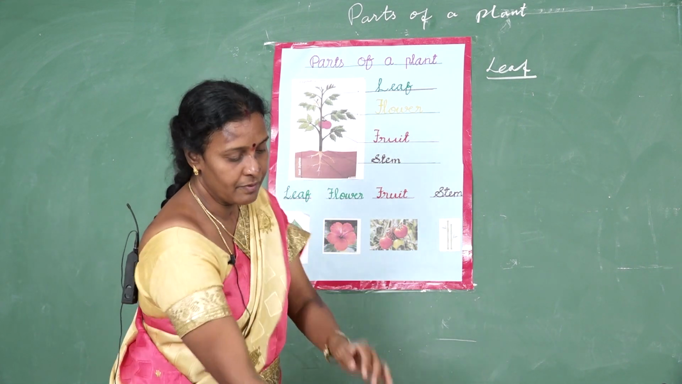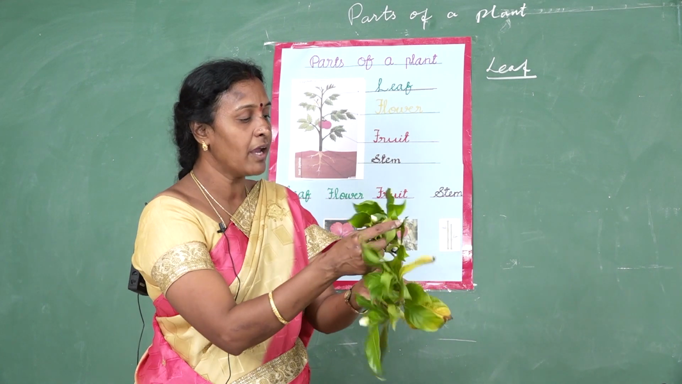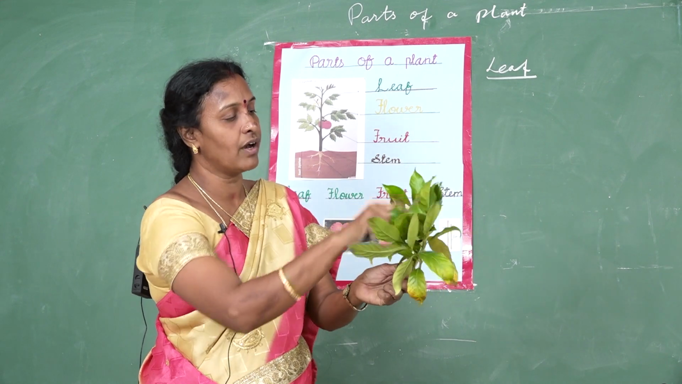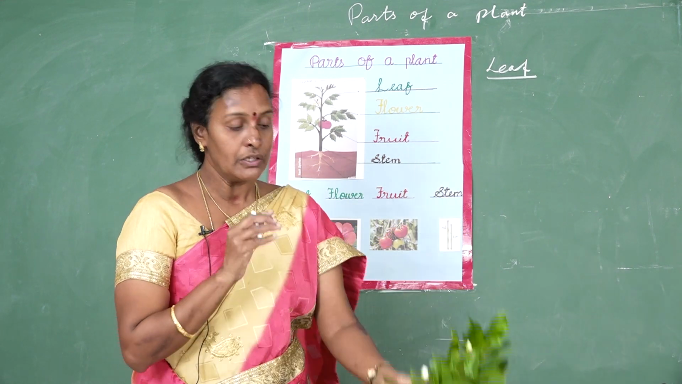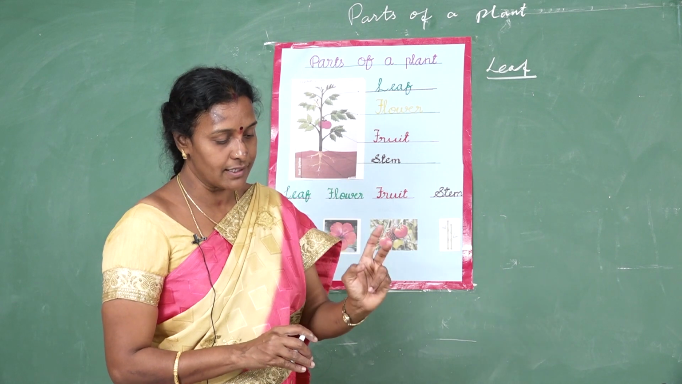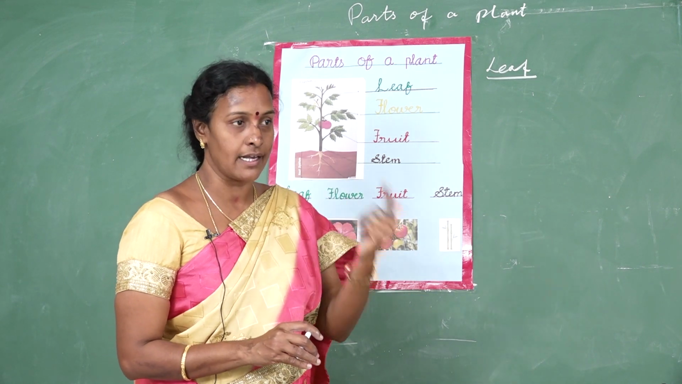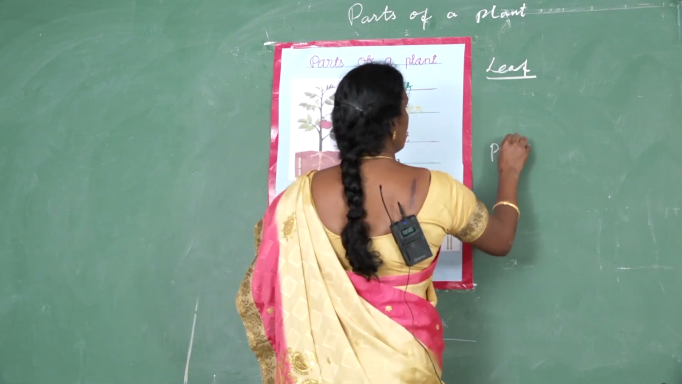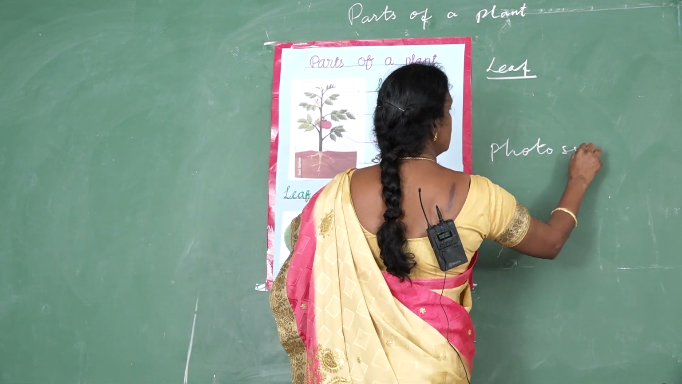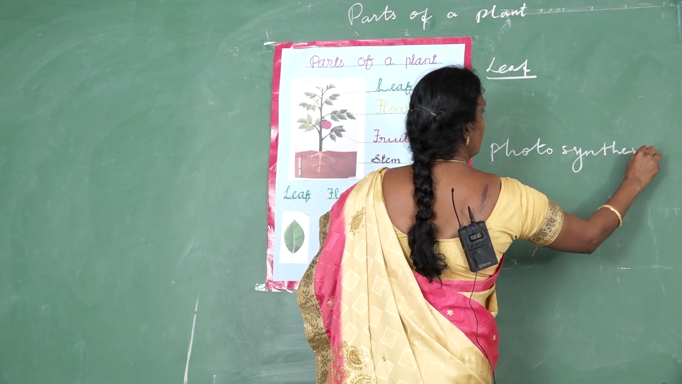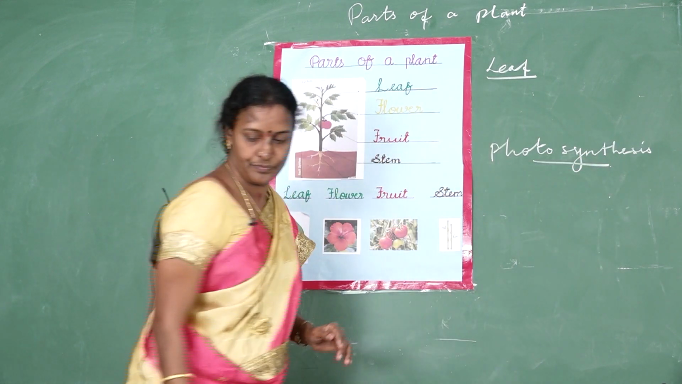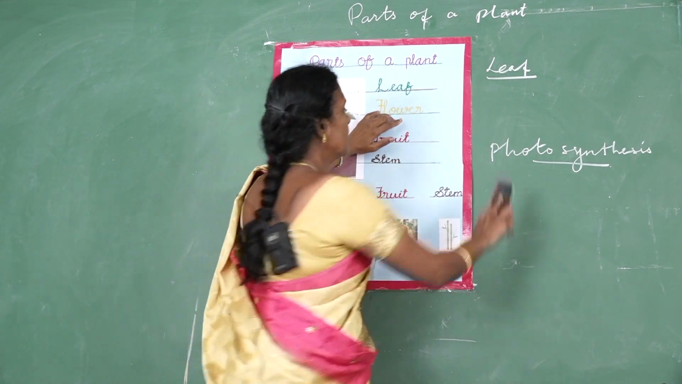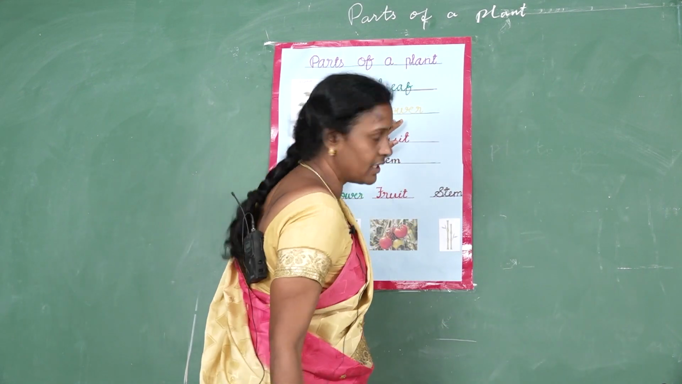This is a part which makes the food for the plant. They use air, water, carbon dioxide and sunlight to make food. This process is called photosynthesis. Next, we will move on to the flower.